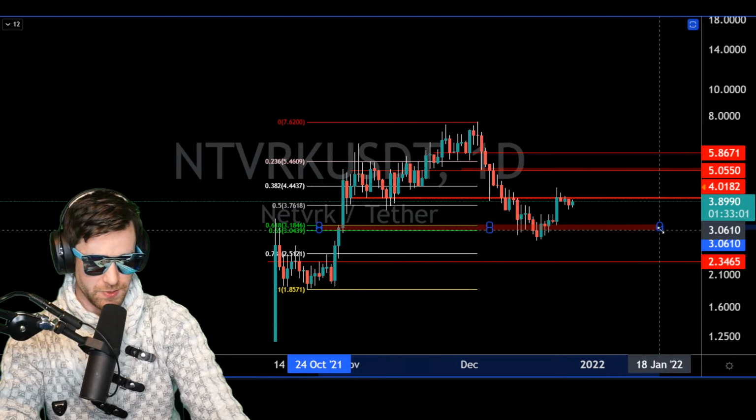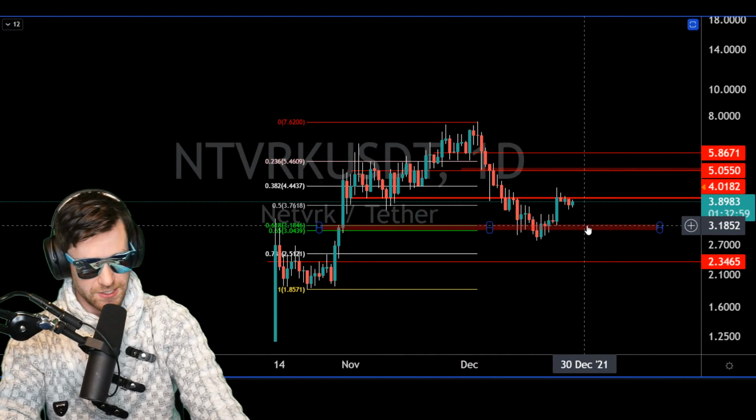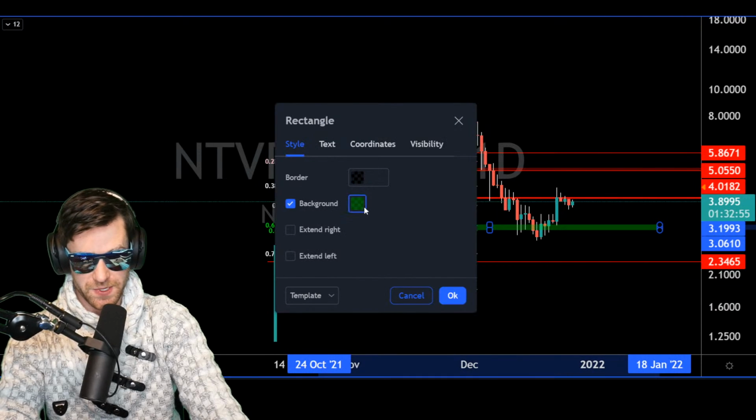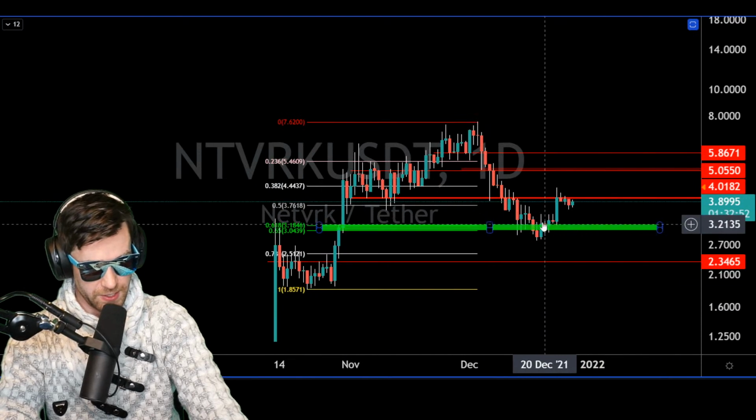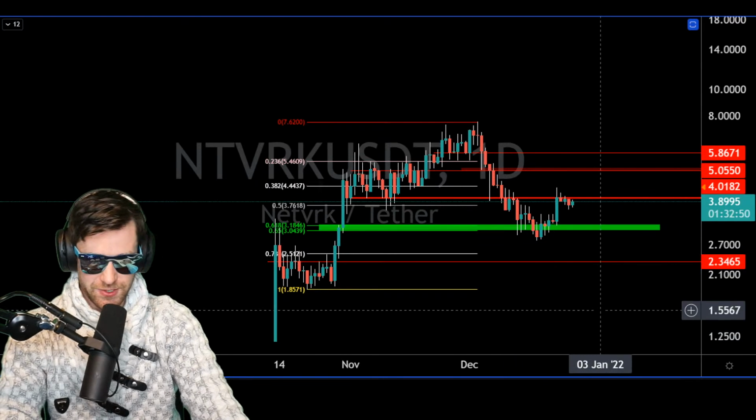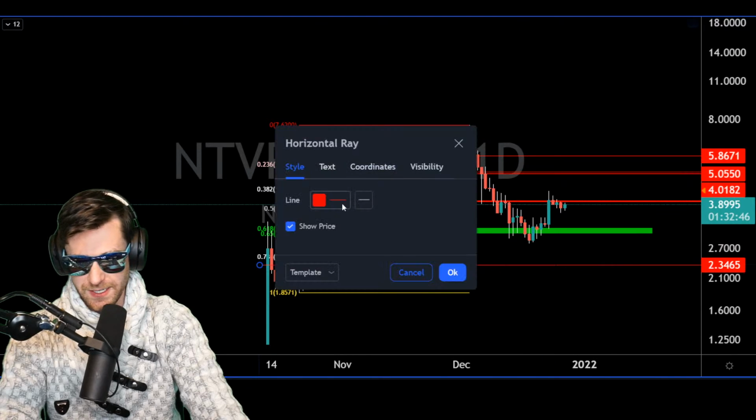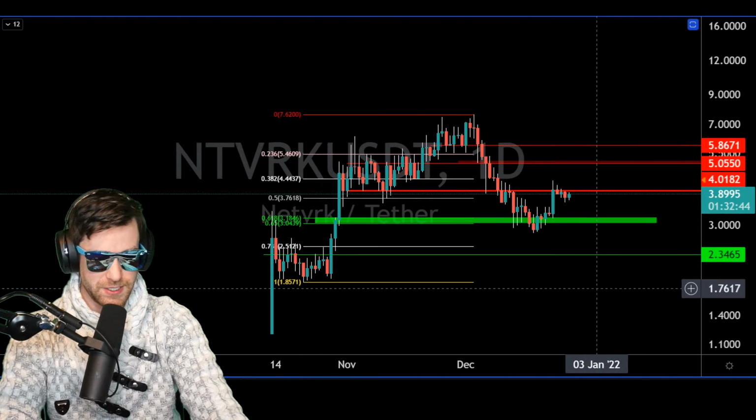I mean, the bare minimum positive note here is you did do a golden pocket retrace back to the downside. So a bounce from here can be very strong and can be very healthy. If you lose that level, you're looking at $2.34 as support. That's probably not what you guys want.